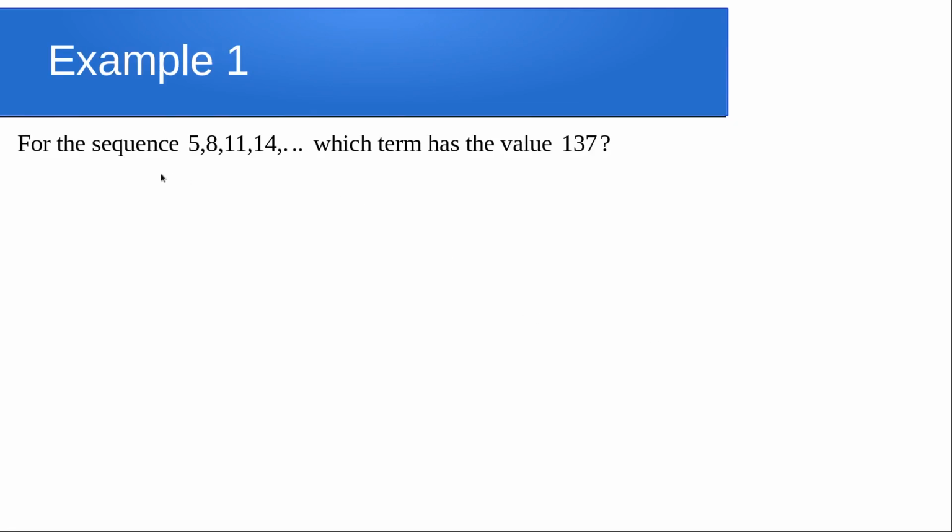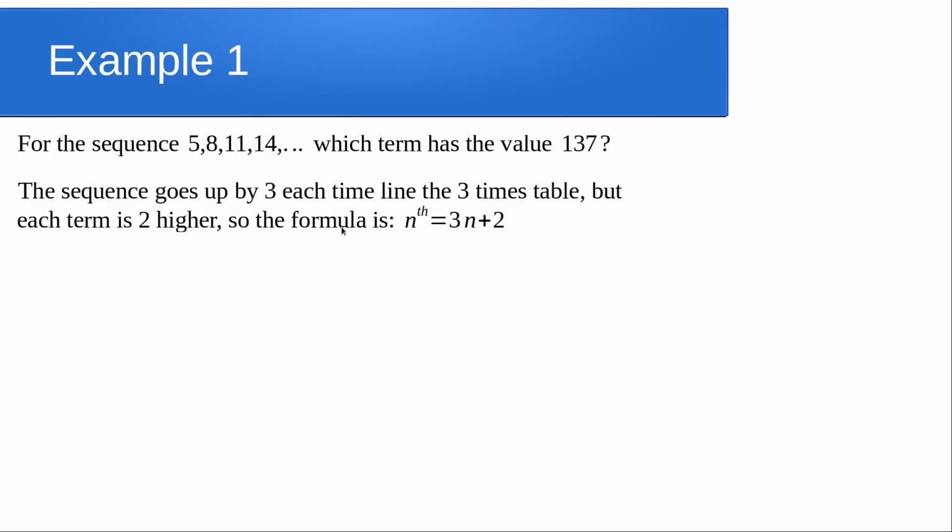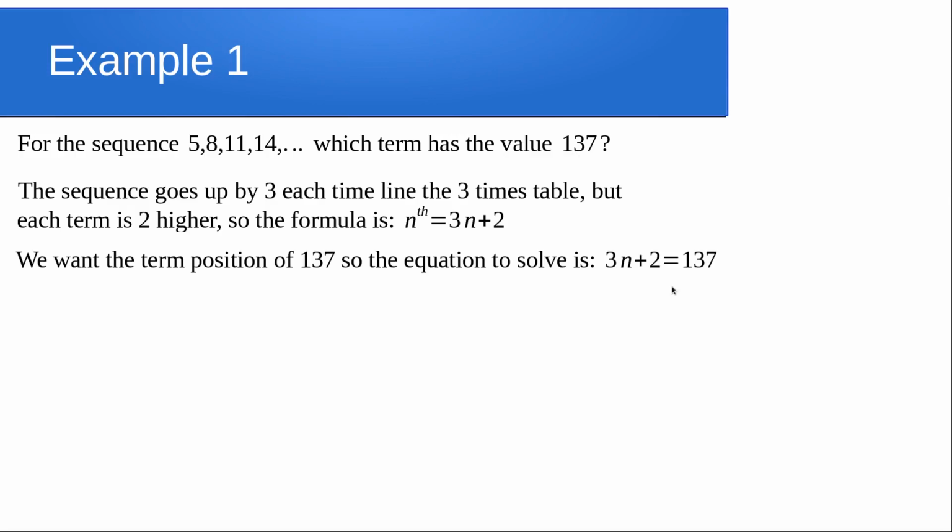Okay, let's look at an example where the sequence is given to us explicitly like this, where it's very clear, and we want to find out where in this sequence does the 137 occur. So first of all, we have to find out the equation or formula that relates this sequence. It's going up by 3 each time, like the 3 times table. But the 3 times table goes 3, 6, 9, 12. These are all 2 more, so that would imply that the nth term is 3n from the 3 times table plus 2 to make the adjustment to get to the 5. To get the equation, we just change the nth for 137, so it's 3n plus 2 is 137. That gives us the equation that we need to solve.